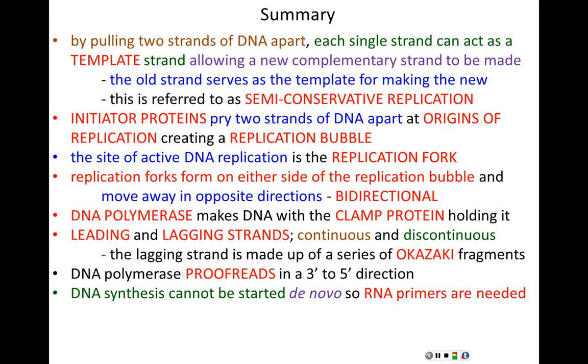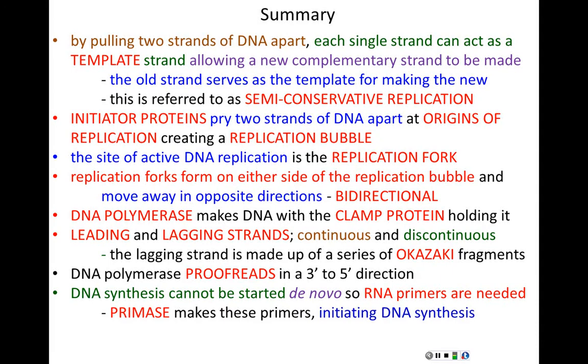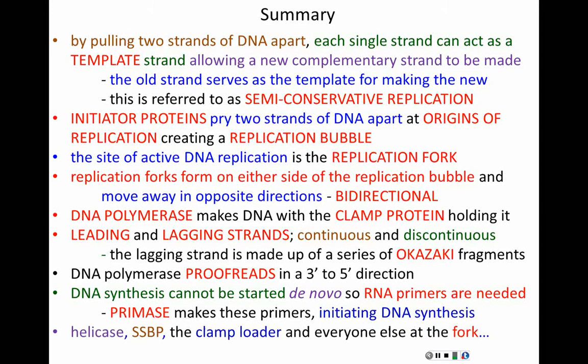One of the limitations of DNA polymerase is that it can't synthesize DNA from scratch. It can't just land on a single-stranded DNA molecule and start making new DNA. And so we need RNA primers to allow DNA synthesis to occur. RNA primers are made by the enzyme primase. And once an RNA primer has been laid down, DNA polymerase can bind there and extend DNA off of that primer. Of course, these primers need to be later removed. They are chewed up, replaced with DNA, and then DNA ligase seals any nicks in the DNA backbone.